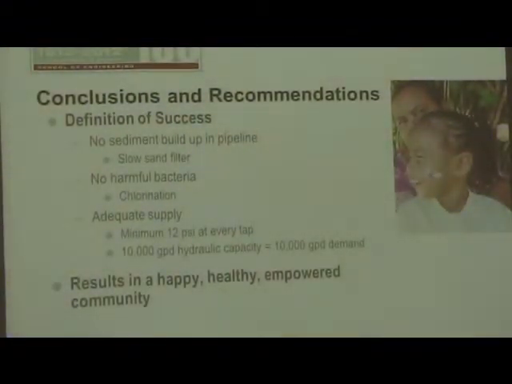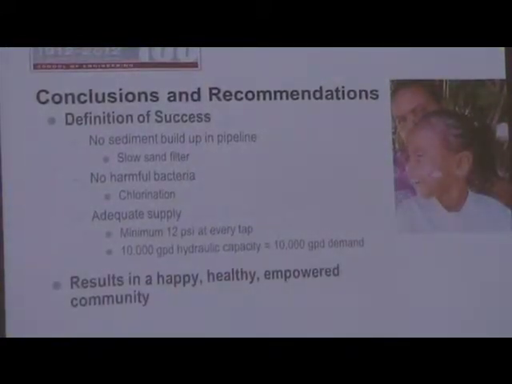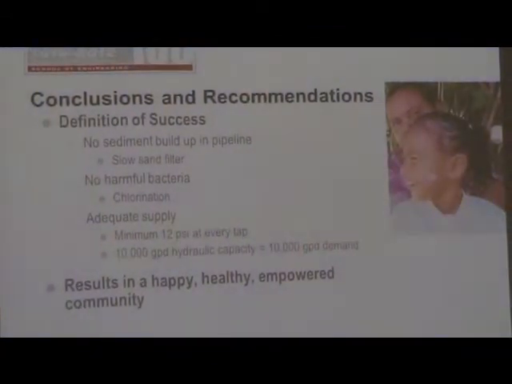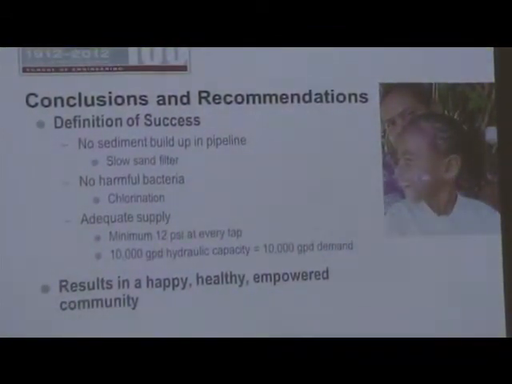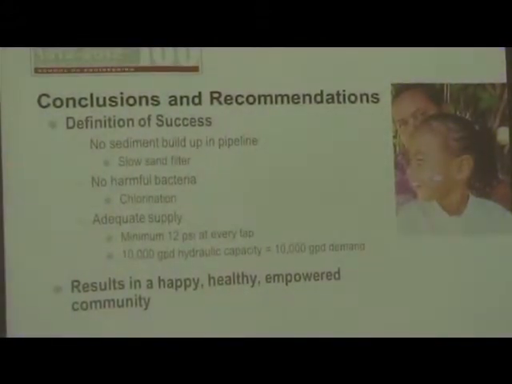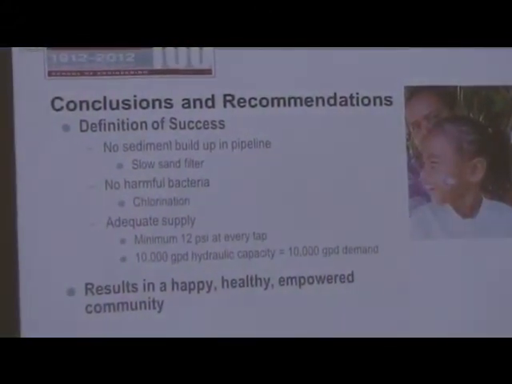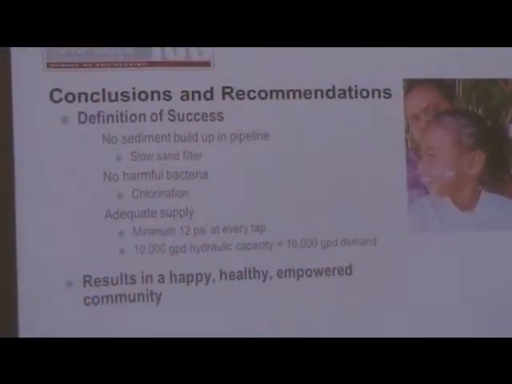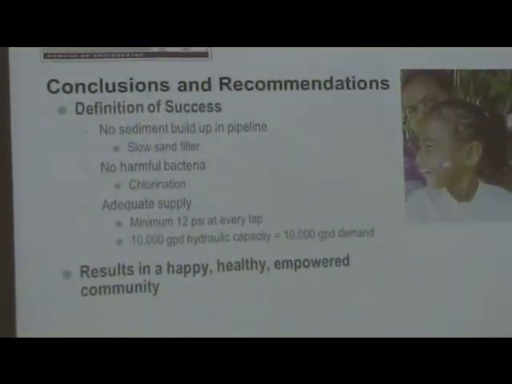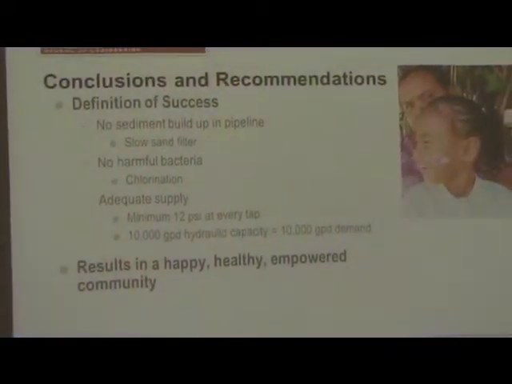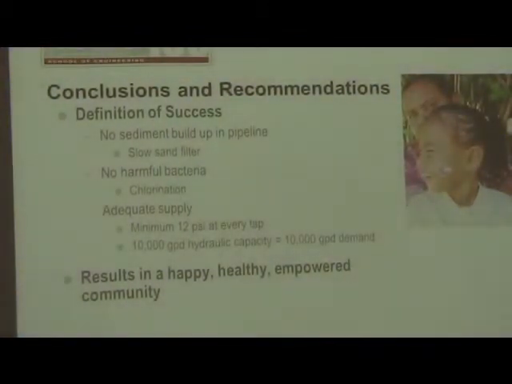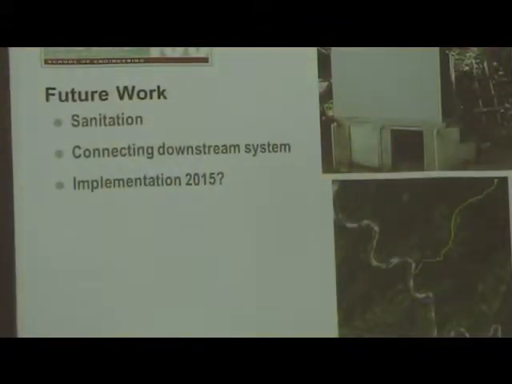And we have a definition of success for our project. We had these problems of sediment buildup in the pipeline, so we solved that by adding the slow sand filter. Harmful bacteria causing illnesses, we solved that with a chlorination system in combination with the pre-filtration of the slow sand filter. And providing adequate supply to every community member: we have a minimum of 12 psi at every tap, and our hydraulic capacity is able to meet the projected future demand. And this will result in a happy, healthy, and empowered community.